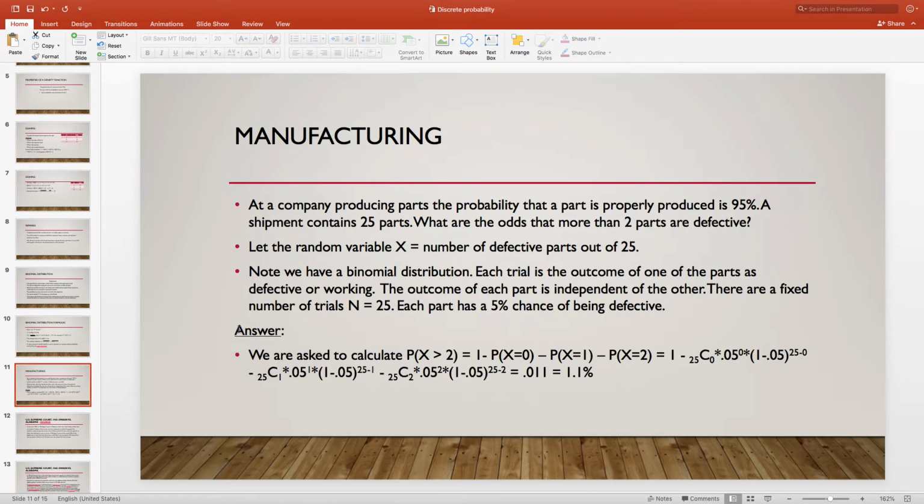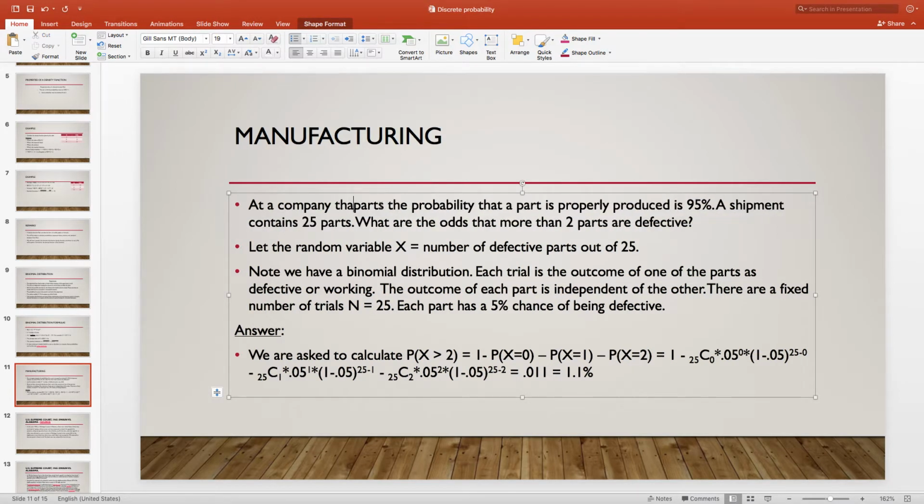Now here's an example of trying to solve a problem. It says a company produces parts, and the probability the part is properly produced is 95%. And it says a shipment contains 25 parts, and if they just shovel the parts into the shipment, what are the odds that more than 2 parts are defective?